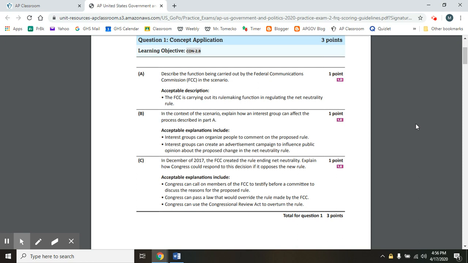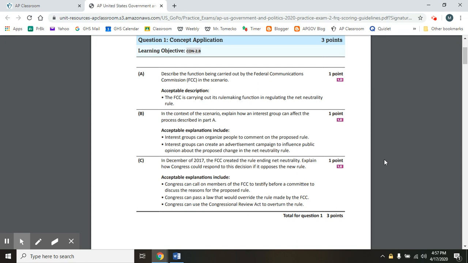In Part A, there really is only one right answer. You see here under acceptable description, the FCC is carrying out its rule-making function in regulating the net neutrality rule or ending the net neutrality rule. Okay, rule-making function, or the creation of rules and regulations. That's what we call that function. But that's key. In looking at your responses, I'm looking to see rulemaking or rules and regulations.